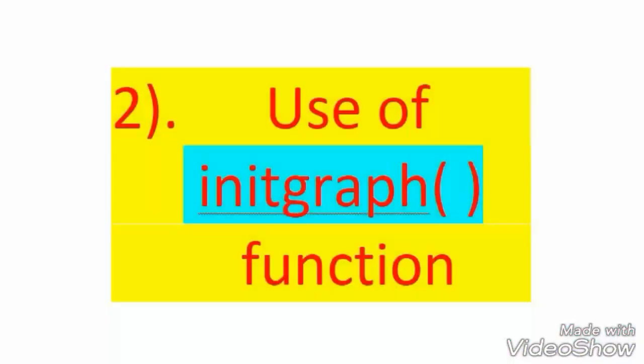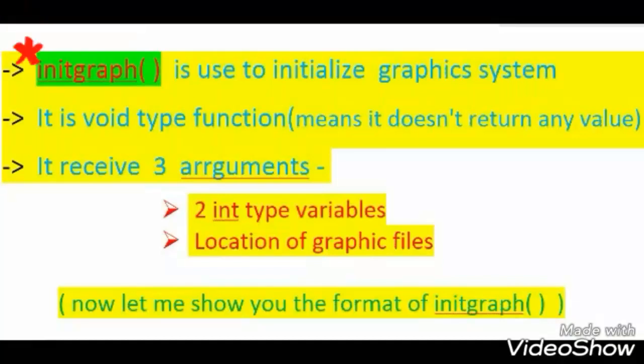To do graphic programming, we have to use the initGraph function, but we don't need to know how it works. So in this tutorial, I will teach you what it does and how we can use it. The initGraph function is used to initialize the graphics system. It is a void type function, meaning it doesn't return any value. It receives 3 arguments: 2 int type variables and the location of the graphic file. Now let me show you the format of initGraph.